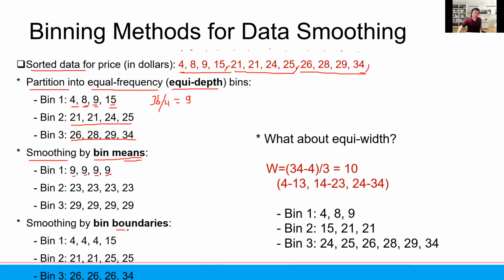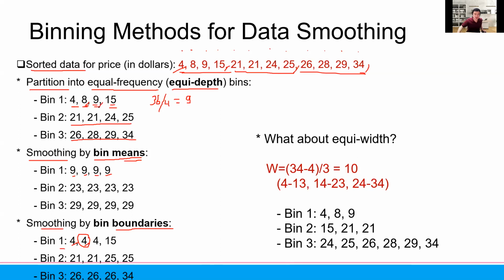How about if we use the boundaries? If we use the boundaries, we look at the minimum and the maximum values. In bin 1, the minimum value is 4, so that stays 4. What is the next value? 8 becomes 4. Why? Because 8 is closer to the minimum, 4, than to the maximum. That's why we give 4 for the smoothing.